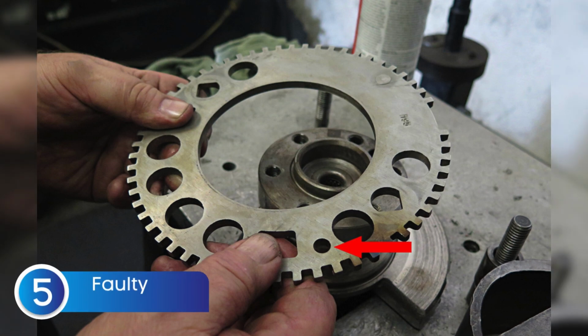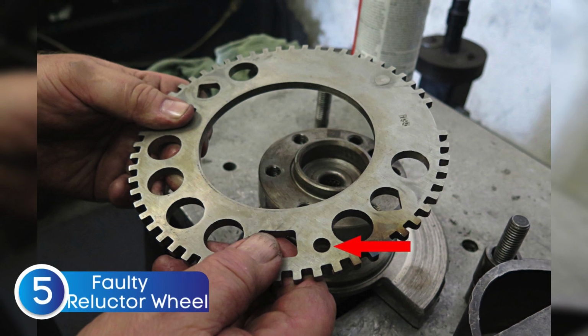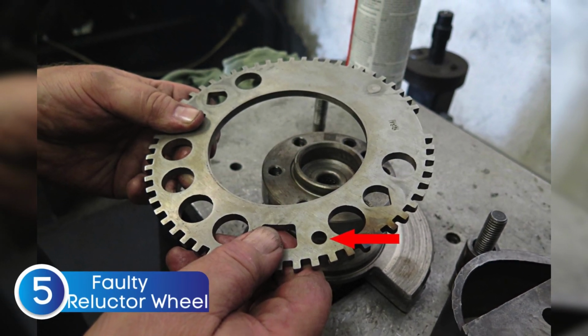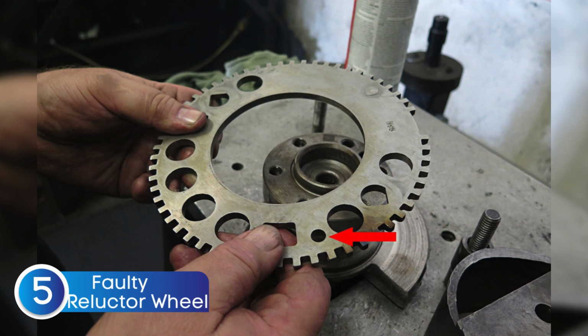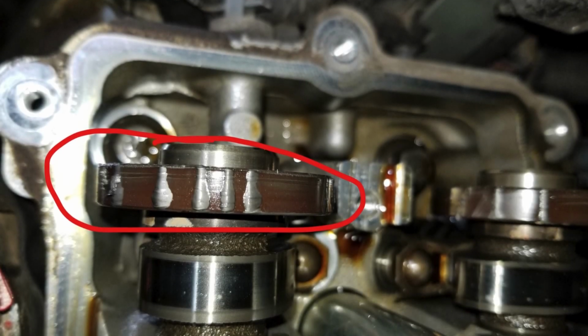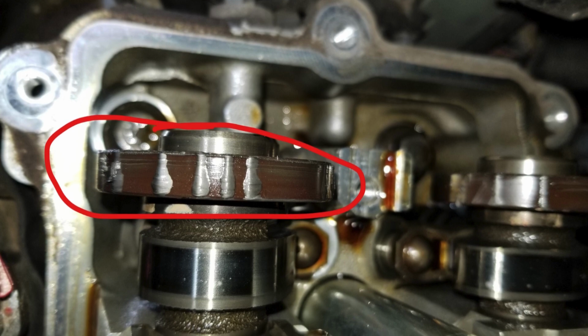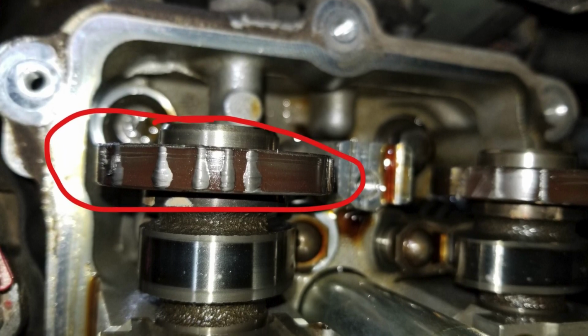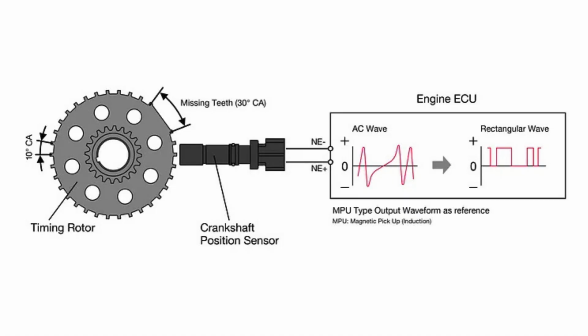The fifth cause is a damaged camshaft position sensor reluctor wheel. This is the part mounted on the camshaft that the sensor reads to determine its position. If the reluctor wheel is cracked, bent, misaligned, or has missing teeth, the sensor won't be able to produce an accurate signal. This can confuse the ECU and trigger the P0367 code, even if the sensor itself is perfectly fine.